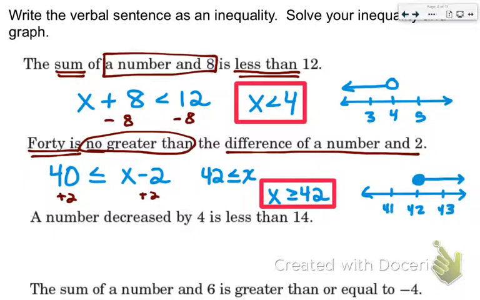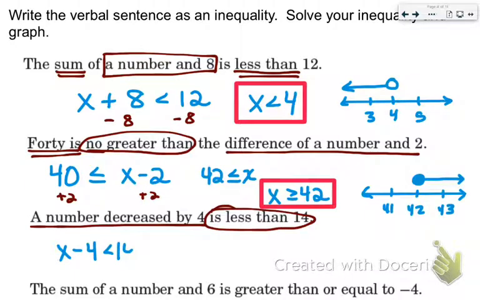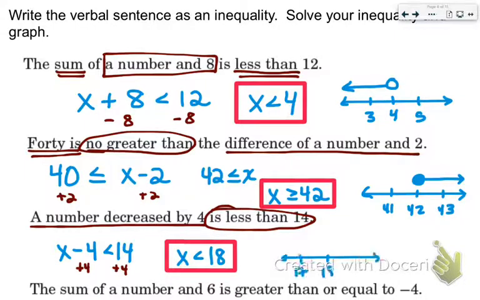And graph. Our third example, a number decreased by 4, so that means we are subtracting 4 from a number, is less than, so that's our less than sign, and 14. Solve by adding 4 to both sides. We get x is less than 18, so that means we need an open circle at 18 going to the left. We do have one more example.